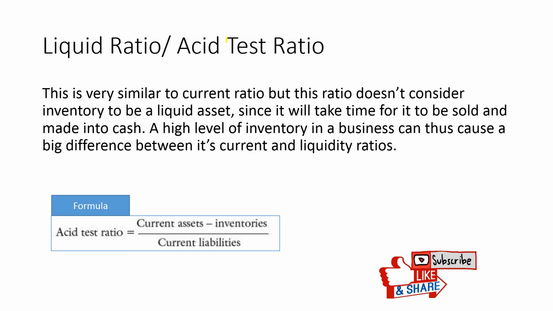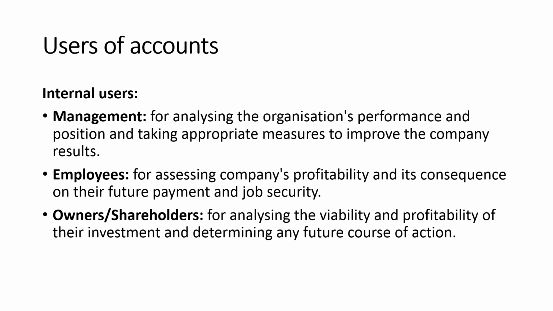So the liquid ratio, or asset test ratio. This is very similar to the current ratio, but this ratio doesn't consider inventory to be a liquid asset, since it takes time for it to be sold and made into cash. So a higher level of inventory in a business can cause a bigger difference between the current and liquid ratio. The formula for the liquid ratio or asset test ratio is: asset test ratio equals current assets take away inventories, divided by current liabilities.